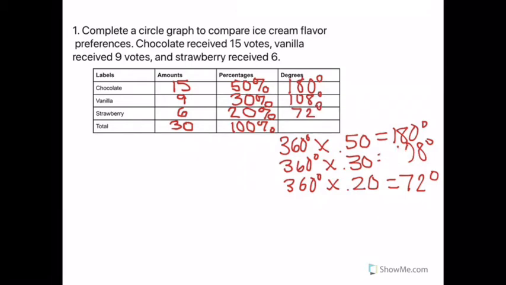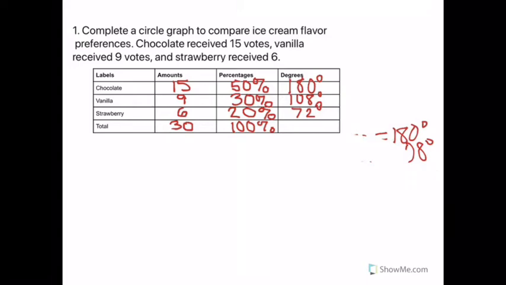Well, our test is add those together, and it should give me 360 degrees. So add the numbers in this last column together. 180 plus 108 plus 72 indeed does give me 360 degrees.